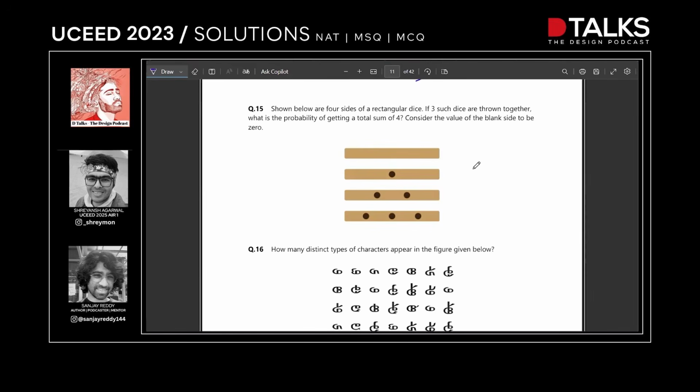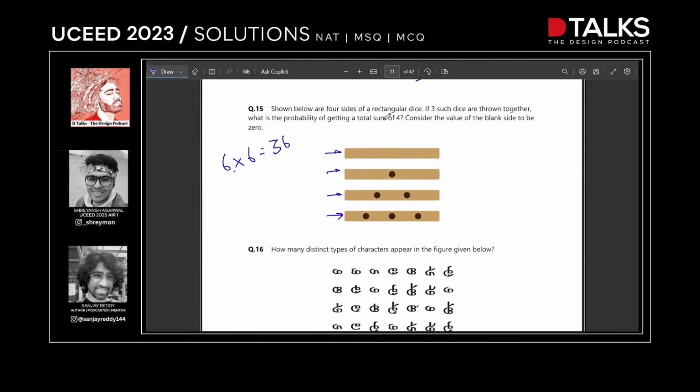Right. So, probability of getting a total sum of 4. Each dice has 4 different outcomes, right? Everyone has done till 10th grade maths. In the probability chapter, when we used a six-sided die, the total number of outcomes for rolling two dice was 6 times 6 is equal to 36, right? Why? Because there were six possible outcomes for each dice.